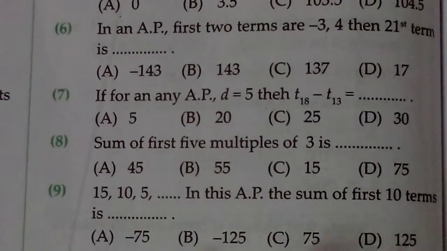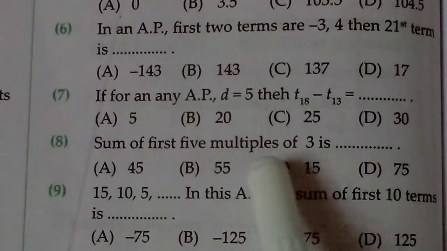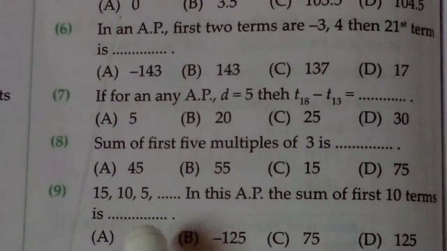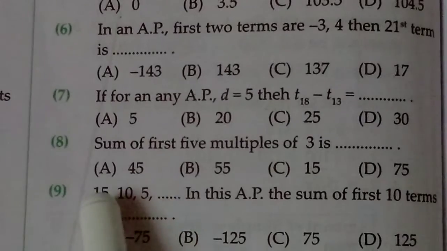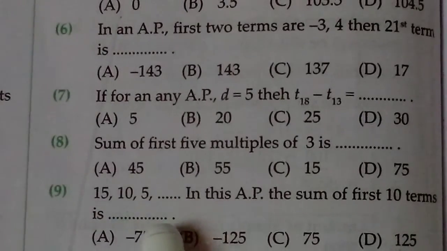See, the question is: the sum of the first 5 multiples of 3 is how much? A) 45. Right answer is A) 45. Then the next question is 15, 10, 5, dot dot dot.